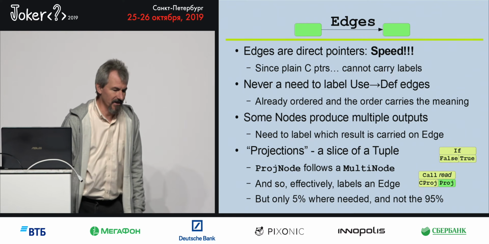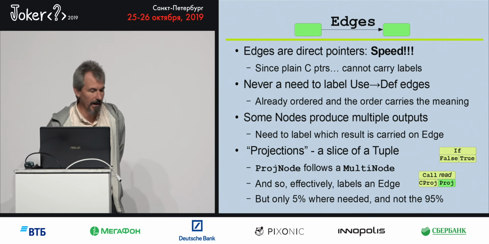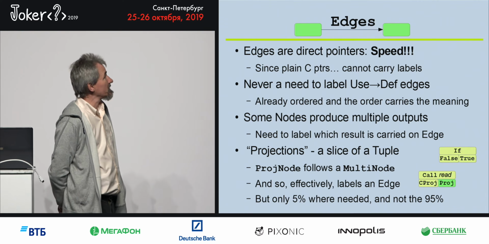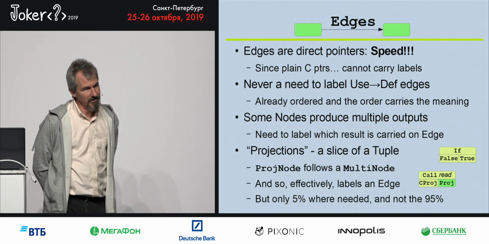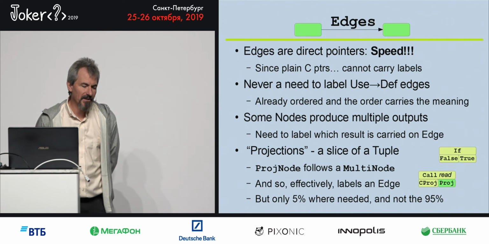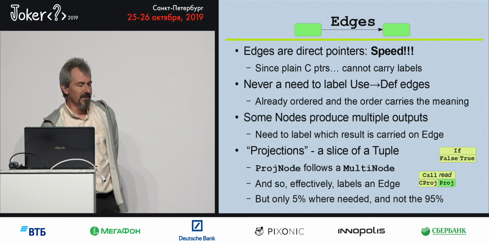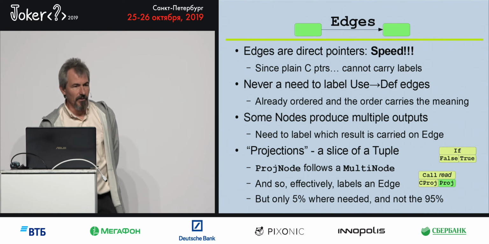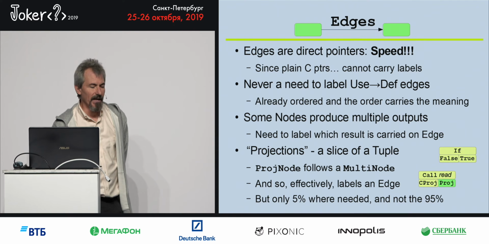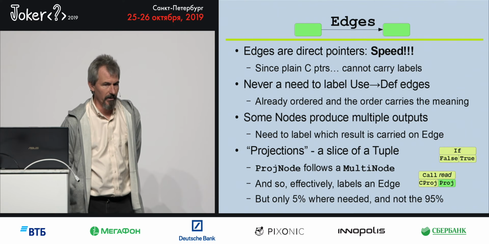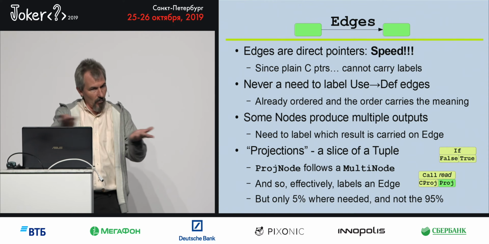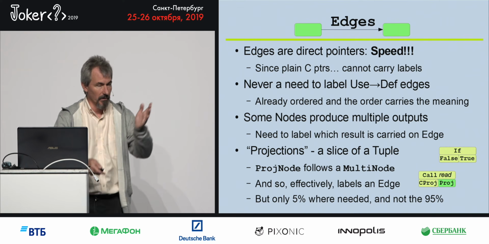Edges. Let's talk about edges. Edges are direct pointers, as I mentioned, for speed. They're plain C pointers, and so they can't carry any labels. Now, why do I want to label edges? Well, it turns out I don't need to label the use-def edges because they're already ordered by where they are in the nodes for their inputs.